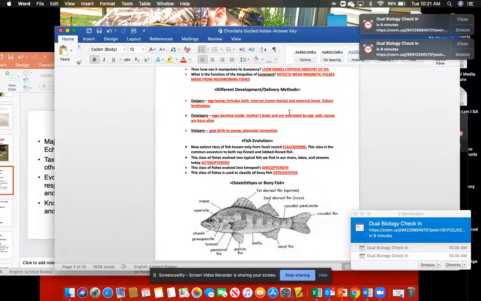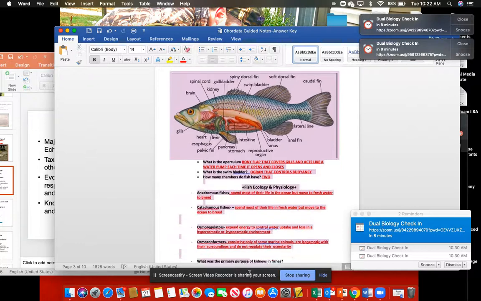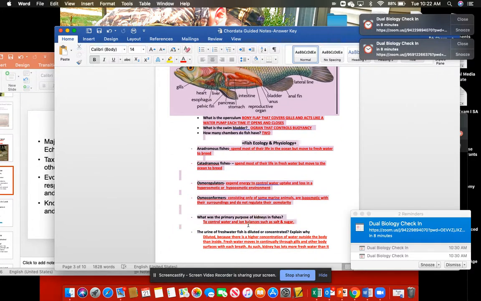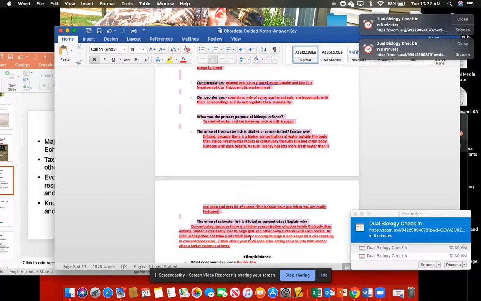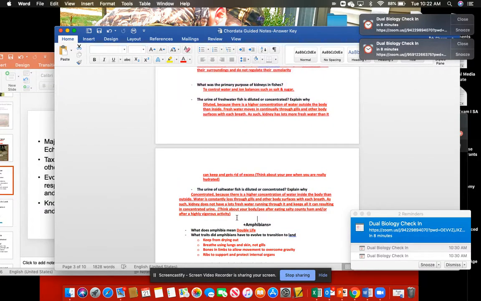Look at your guiding notes and make sure that we've covered everything before finishing up. And again, I have this posted on eLearning Canvas for you.